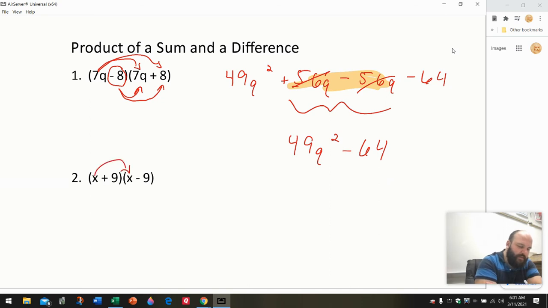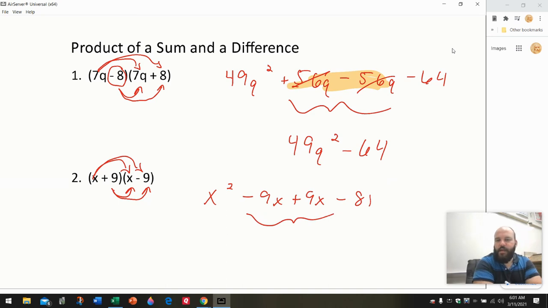X times x becomes x squared. X times negative 9 is negative 9x. Then we have 9 times x, which is positive 9x. And then we have 9 times negative 9, which is negative 81. Now, once again, we have these two center terms that are like terms, but just like the previous problem, because they are conjugates, those two center terms will cancel. The negative 9x and the 9x cancel out, and we're just left with x squared minus 81. And there's your final answer.